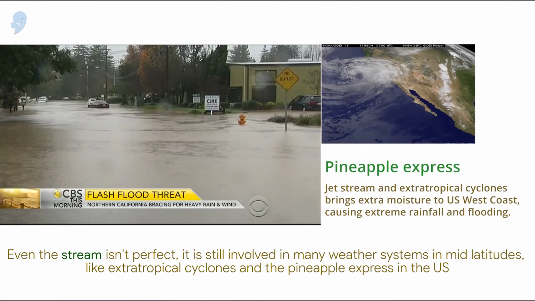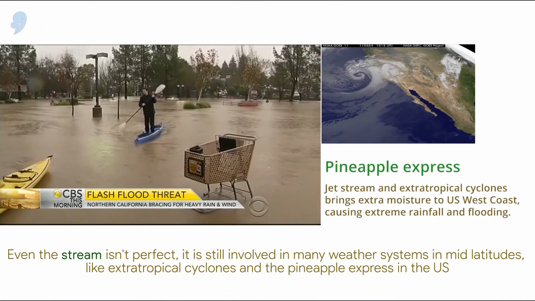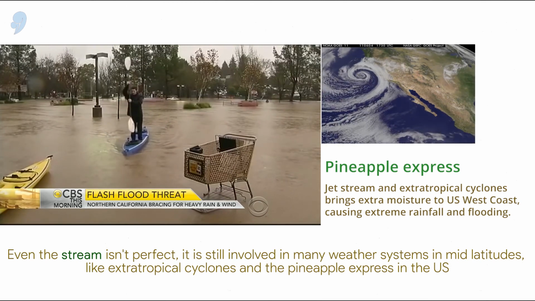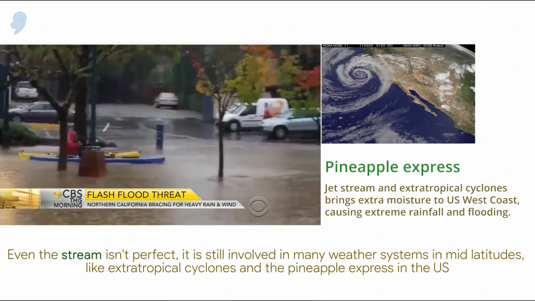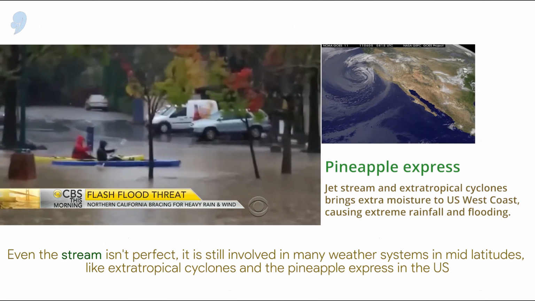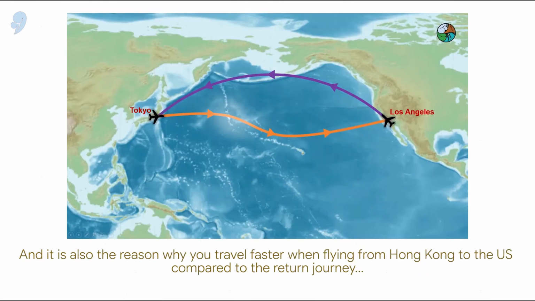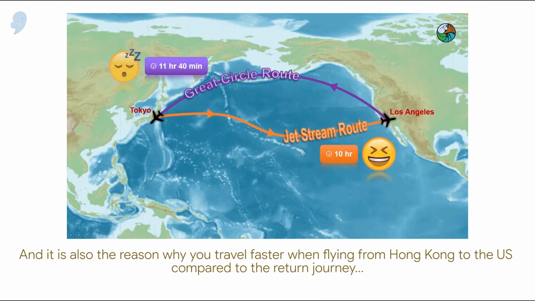Even though the stream isn't perfect, it is still involved in many weather systems in mid-latitudes, like extratropical cyclones and the Pineapple Express in the US. And it is also the reason why you travel faster when flying from Hong Kong to the US compared to the return journey.